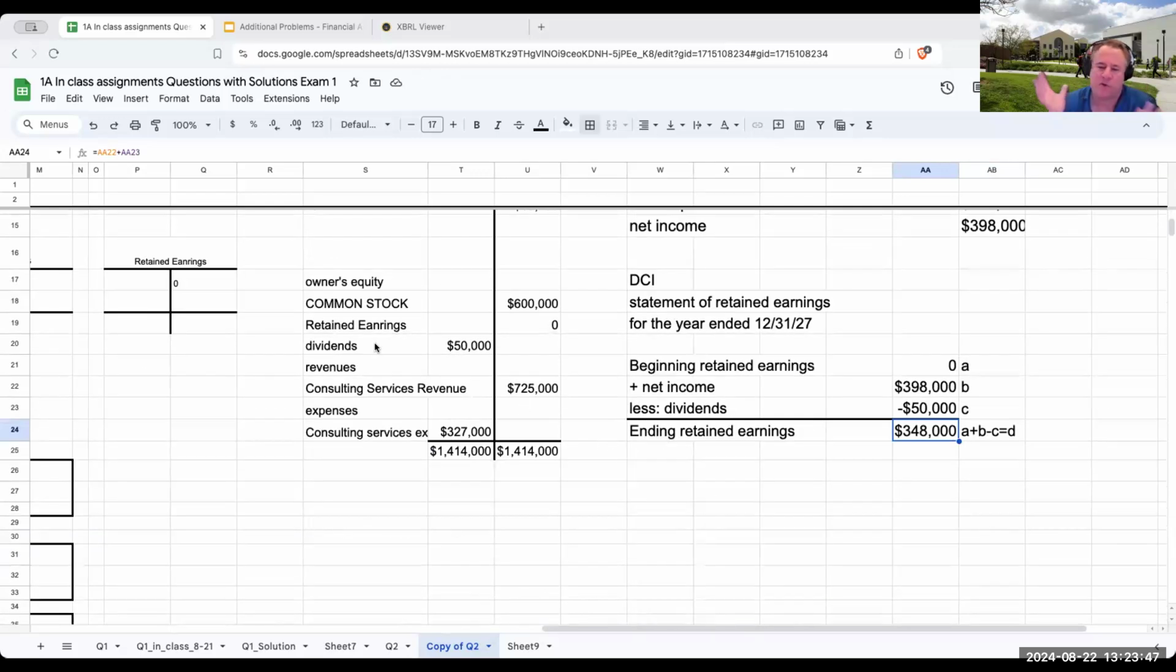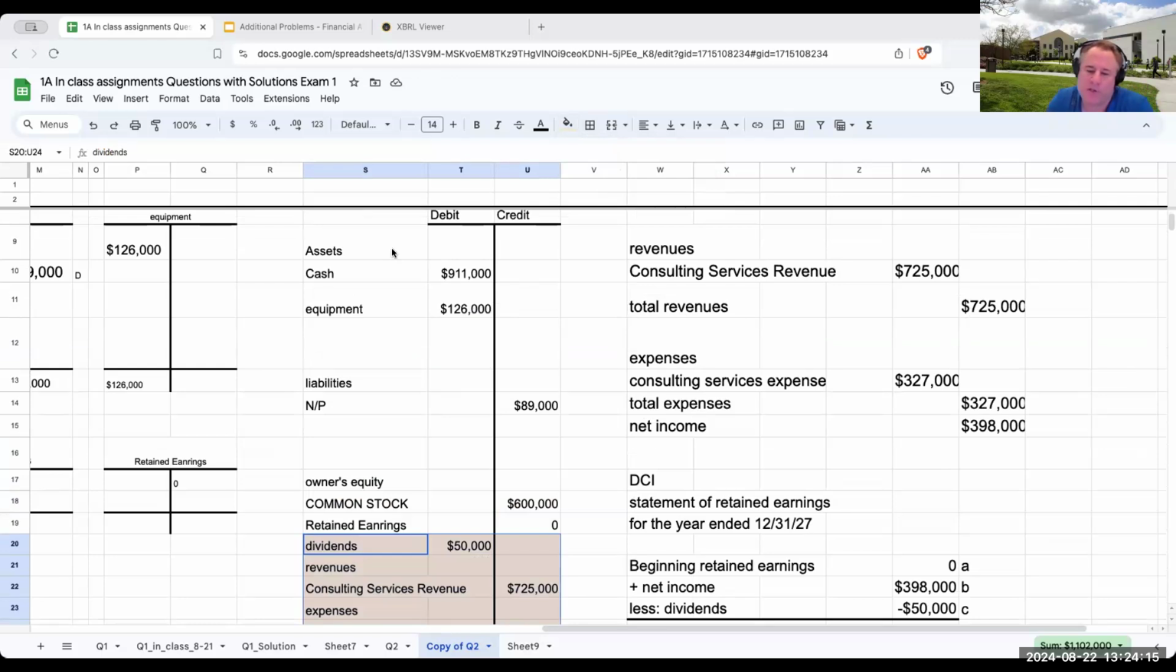So again, new concepts here, right? We have revenues generated during a period of time. We generated 725,000 during the year. We had expenses of 327,000 during the year, and we paid dividends of $50,000. These here are what we call temporary accounts, okay? Everything here is a balance sheet account. These are what we are going to call permanent accounts, okay? Very important distinction. Our cash is our cash. It's not going to be going anywhere.